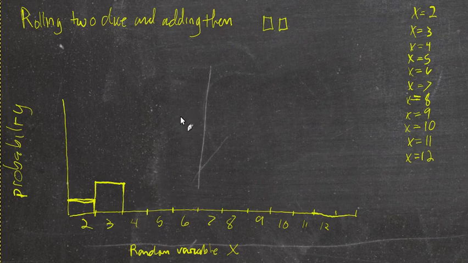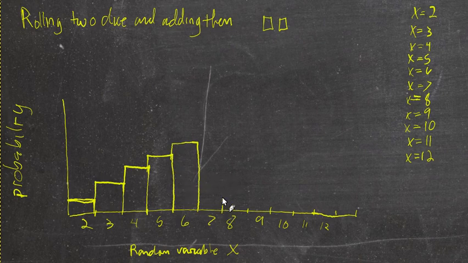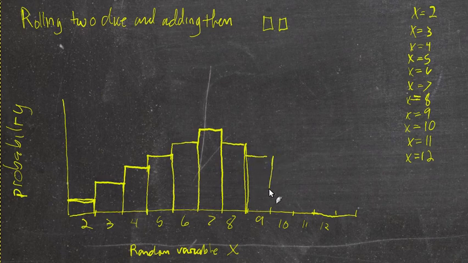And for 4, you could do 1 and 3, 2 and 2, 3 and 1. So that's 3 ways out of 36. This turns out to be 4 out of 36, 5 out of 36, 6 out of 36. And there it tops out. 7 is the most likely, with a probability of 1/6, or 6 out of 36, and then we start to go back down. There's only 5 ways for an 8 to come up. There's only 4, 3, 2 ways to come up with an 11, and 1 way to come up with a 12.